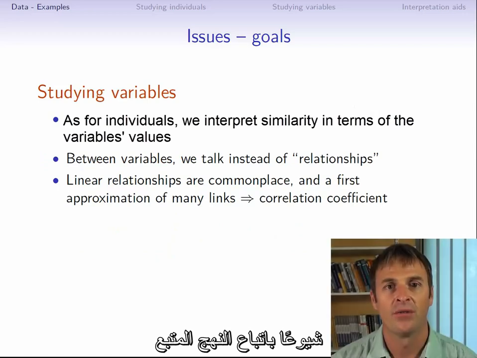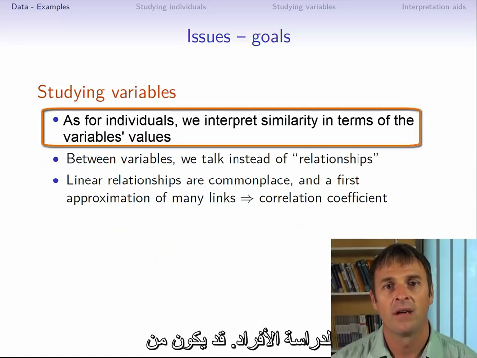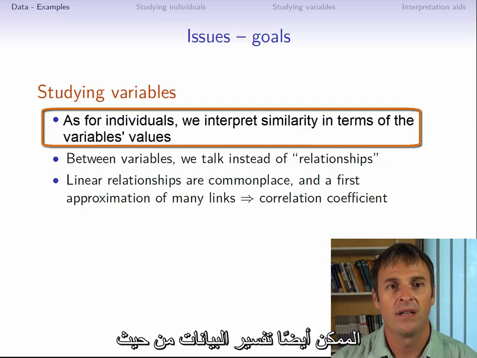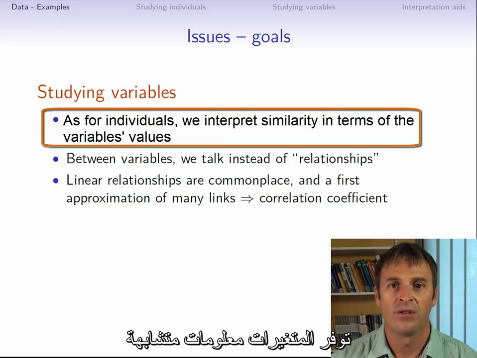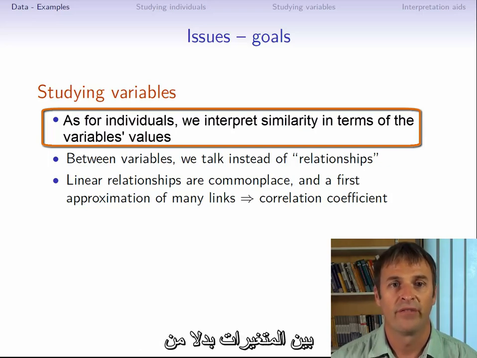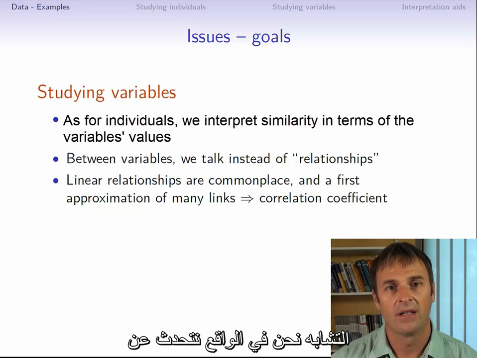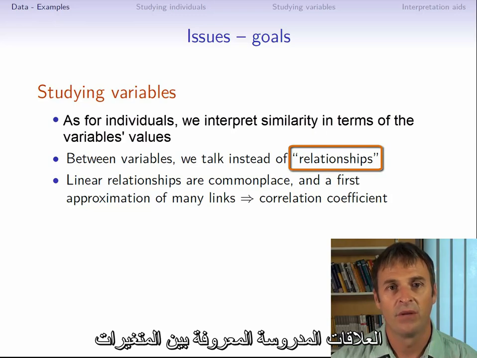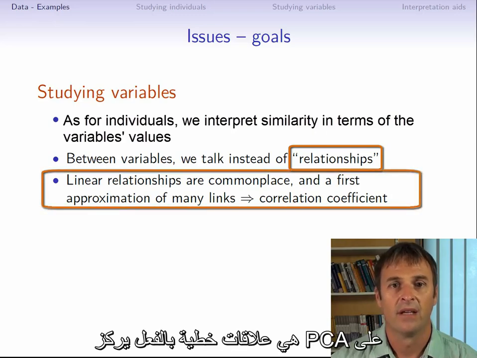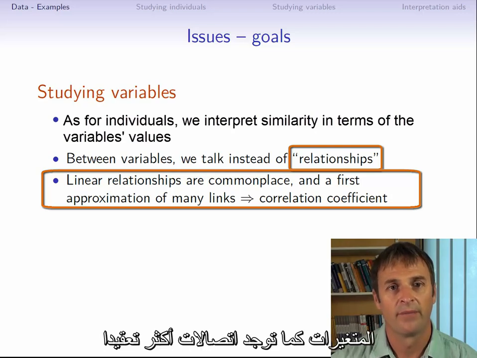Following the approach taken to study individuals, might it also be possible to interpret the data in terms of the variables? For instance, which variables provide similar information to each other? Between variables, rather than similarity, we in fact talk about relationships. And the most well-known studied relationships between variables are linear. Indeed, PCA focuses on linear relationships between variables.